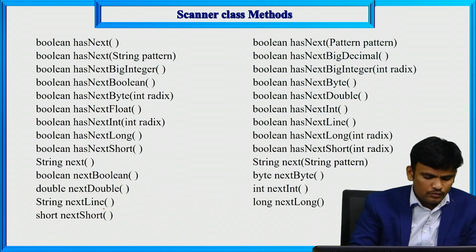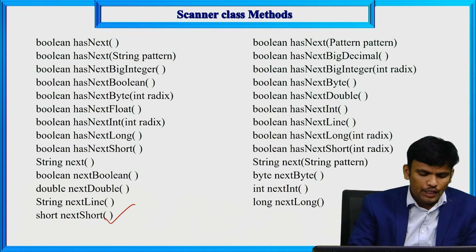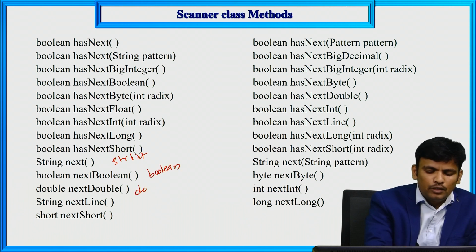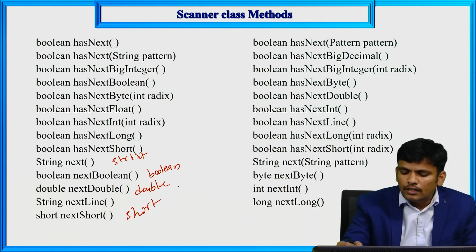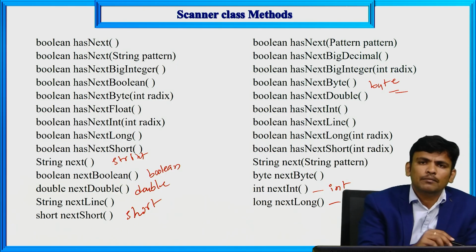Next, nextShort is for the short type. If you want to read a short from the user, we can use it. If you observe these methods, the next method is a string type, nextBoolean means a Boolean type, nextDouble means a double type, nextShort means a short type, nextInt means integer type, nextLong means long type, nextByte means a byte type.